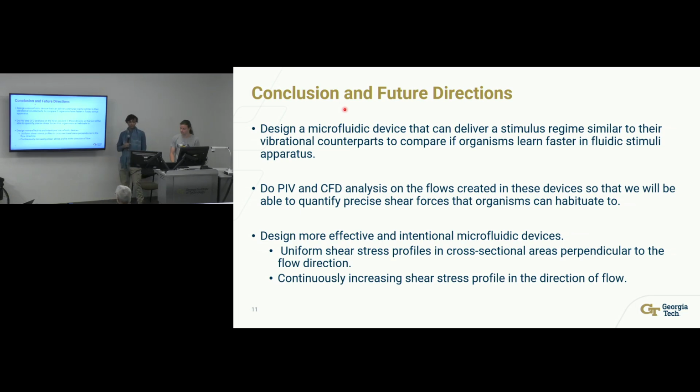Furthermore, we want to get quantitative results, so we will do PIV and CFD analysis on the flows created in these devices to get very accurate results of the stresses acting upon these organisms. Additionally, we want to design some pretty cool devices that would deliver uniform shear stress profiles in cross-sectional areas perpendicular to the flow, and also a device that will give a continuously increasing shear stress profile in the direction of the flow, to get some cool insights on the learning process.